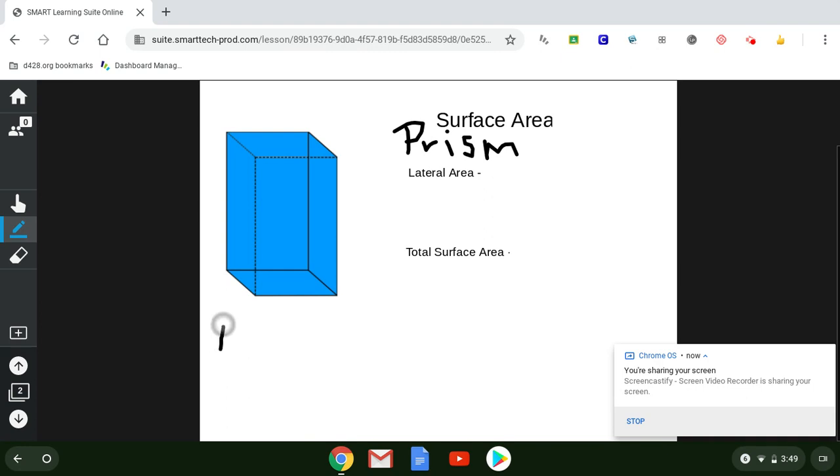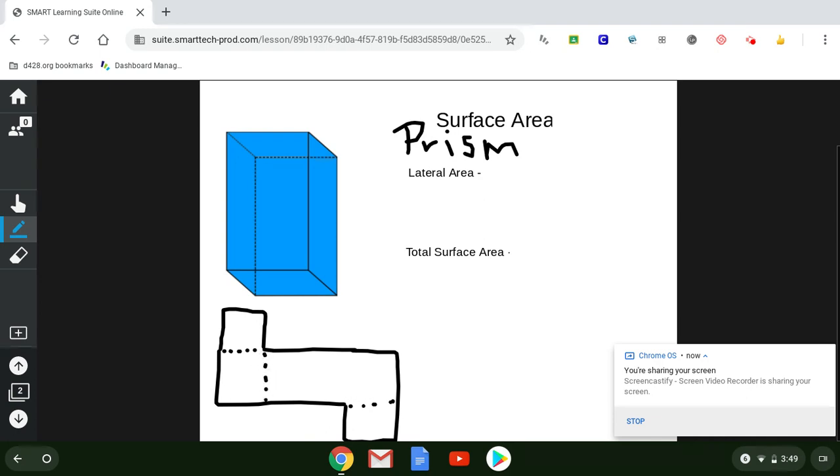So remember, I start with my base, so this is going to be my base. And I'm going to fold the side that's closest to me down. And I'm actually going to unravel the sides. And then I'm going to unfold the top base. So it's actually going to look like this.